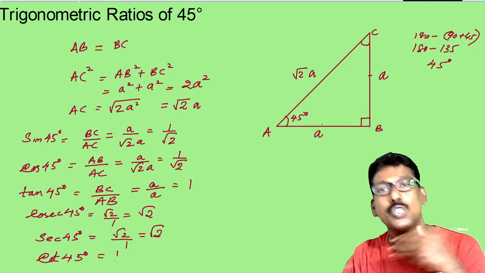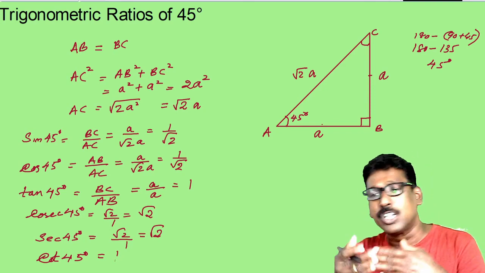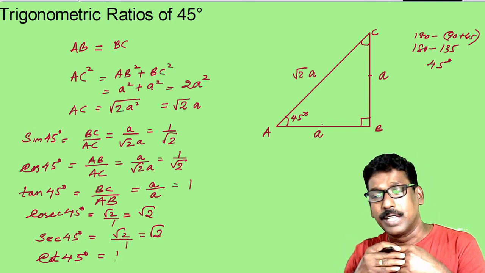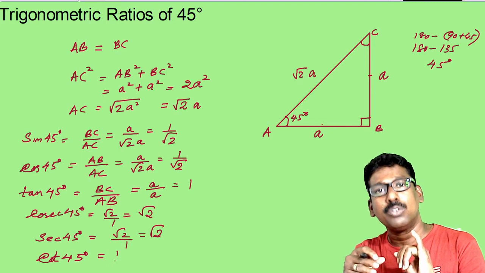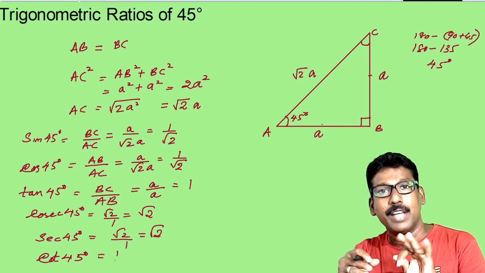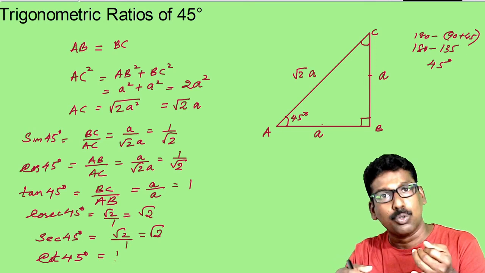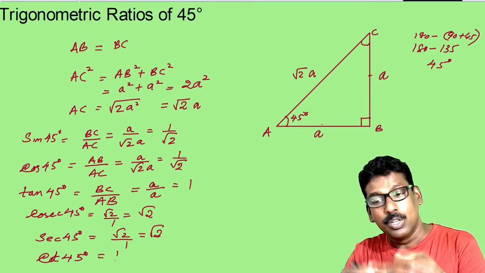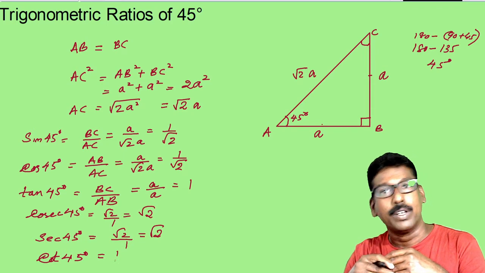So these are all the trigonometric ratios of 45 degree. That is sin 45 is 1 by root 2, cos 45 is 1 by root 2, tan 45 is 1, and its reciprocals: cosec 45 is root 2, sec 45 is root 2, cot 45 is 1. Reciprocal of 1 is 1.